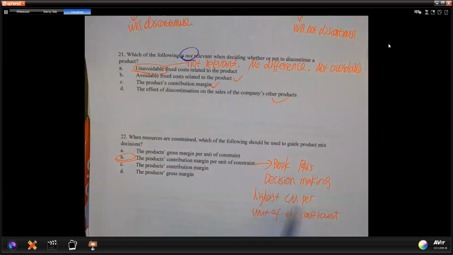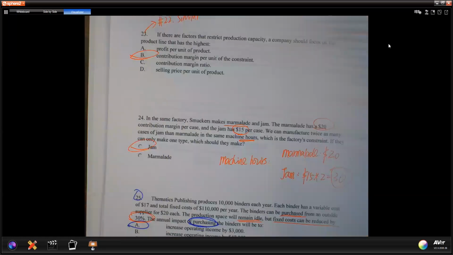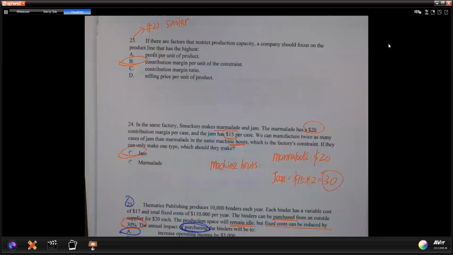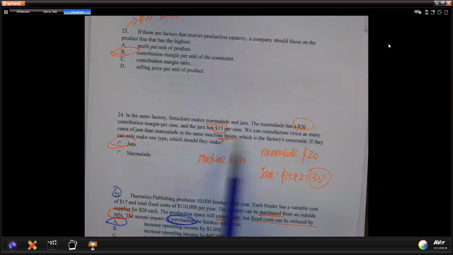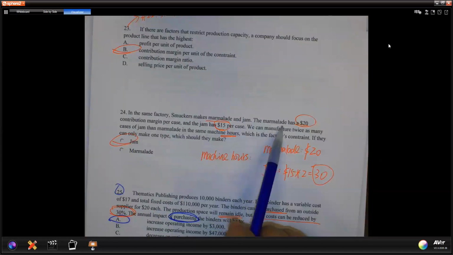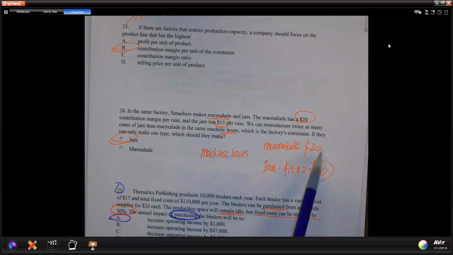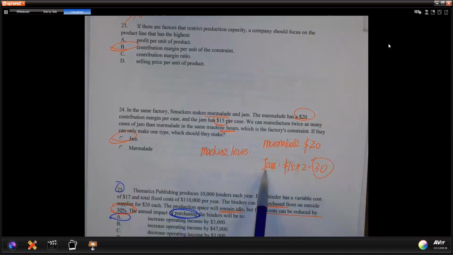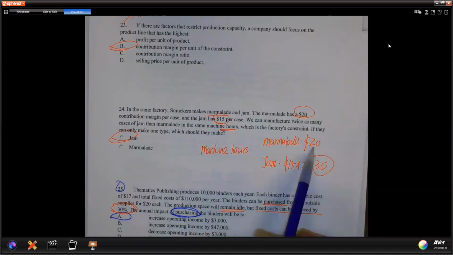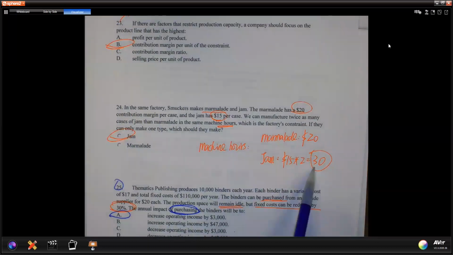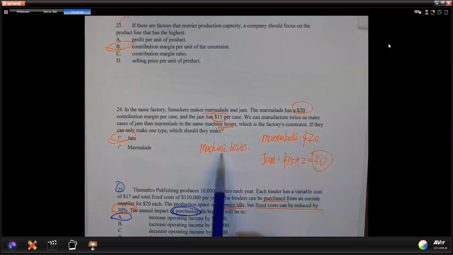Question 22, think about this. We talk about which one gives you the highest contribution margin per unit of the constraint. Question 23 is similar. I'm not going to read it too much. And then question 24, we talk about something similar with machine hours. For the latte, each one is a $20 contribution margin. For the jam it is 15, but you can make 2 jams. So your total contribution margin is 30, more than the 20 because you can only make 1. So we should focus on the one with a higher contribution margin per machine hour.